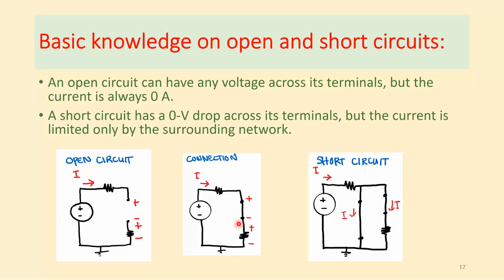Okay, before we go on to do more examples, now let's have a look at some basic knowledge on open and short circuits, because we're going to talk about short circuit and open circuit very often. So let's get this sorted out. An open circuit can have any voltage across its terminals, but the current is always zero. So if I have an open circuit here, I will have current to be zero. But the voltage across its terminals is not zero.